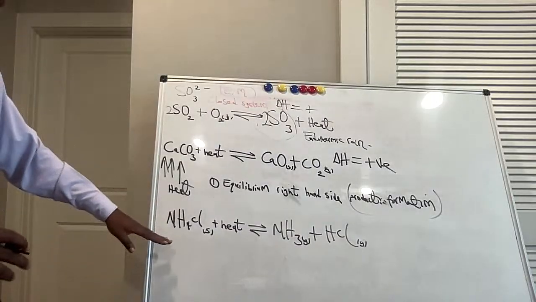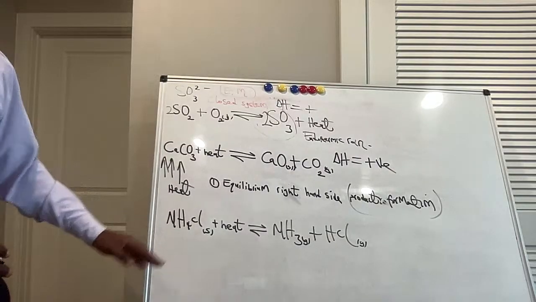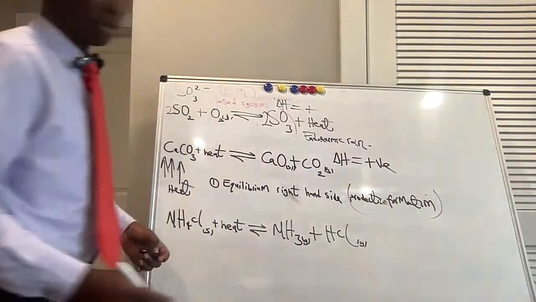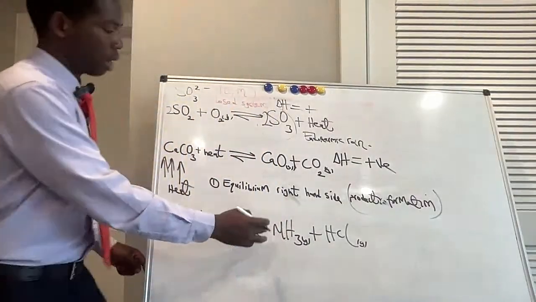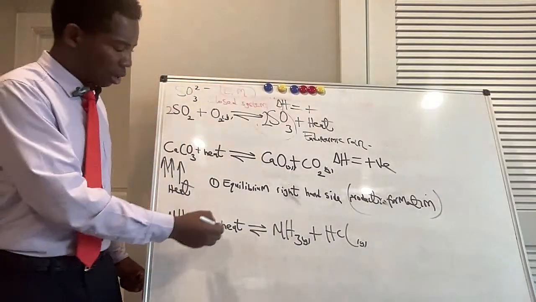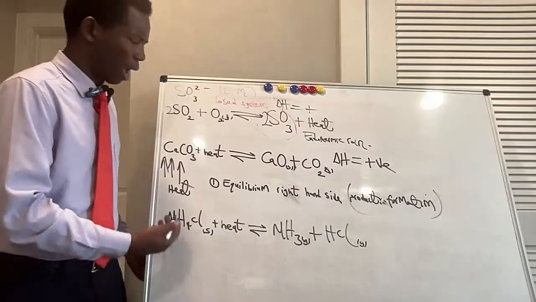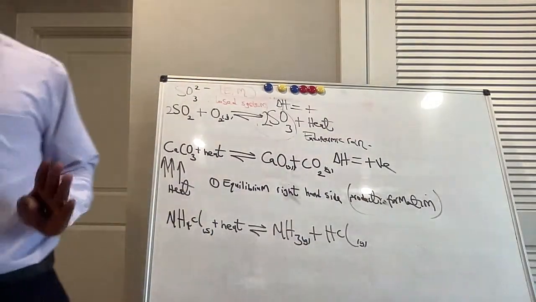The question comes, what is the effect in this reaction when temperature is increased? When the temperature is increased, it produces more ammonia and HCl. Don't forget, what activates this reaction is when heat is added. So when you continue to add more heat, more ammonia and HCl are produced. That one is very clear.